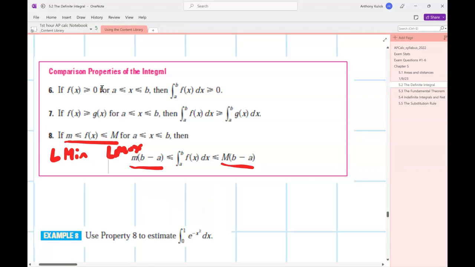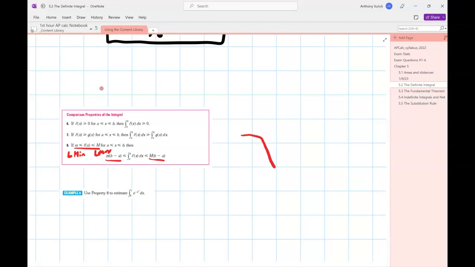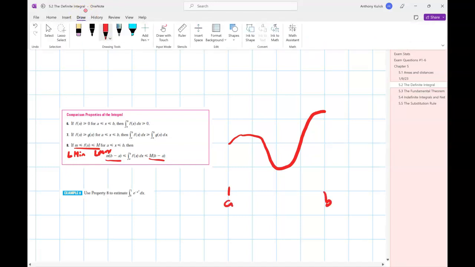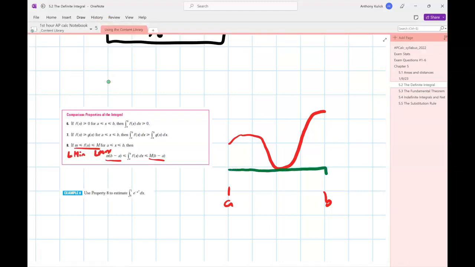So imagine that you have, just to draw a picture here. So let's say that this is A, and this is B. So this value here is like m. So this is m times (b minus a). That's going to be a lower bound for our integral. That's going to be an underestimate.